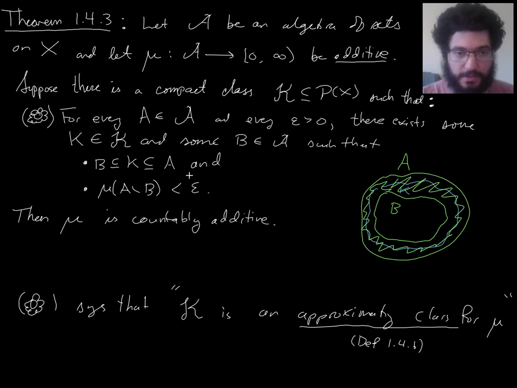So let's get into the proof. So our goal is to prove somehow that the existence of a compact class, the fact that it's a compact class, and the fact that it's an approximating class, that this condition flower holds, somehow that should help us prove mu is countably additive.